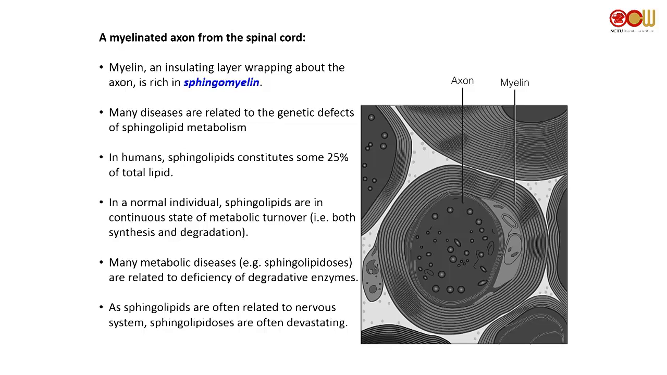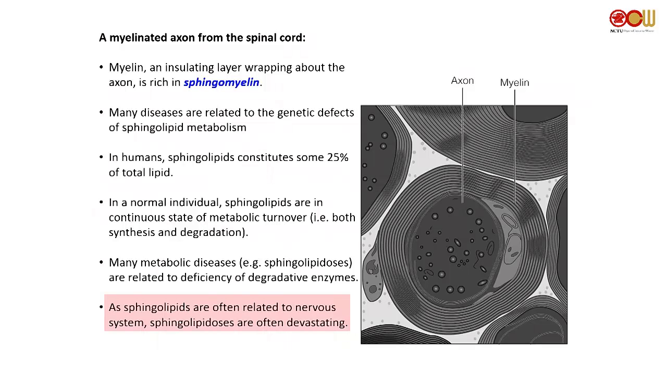As a result, a lot of these metabolic diseases, which have a name, sphingolipidosis, are related to deficiency of the degradation enzyme. If you cannot accurately and appropriately degrade sphingolipids but you're continuously making them, you keep making sphingolipids but you're not degrading them. As a result, you get a metabolic disease.